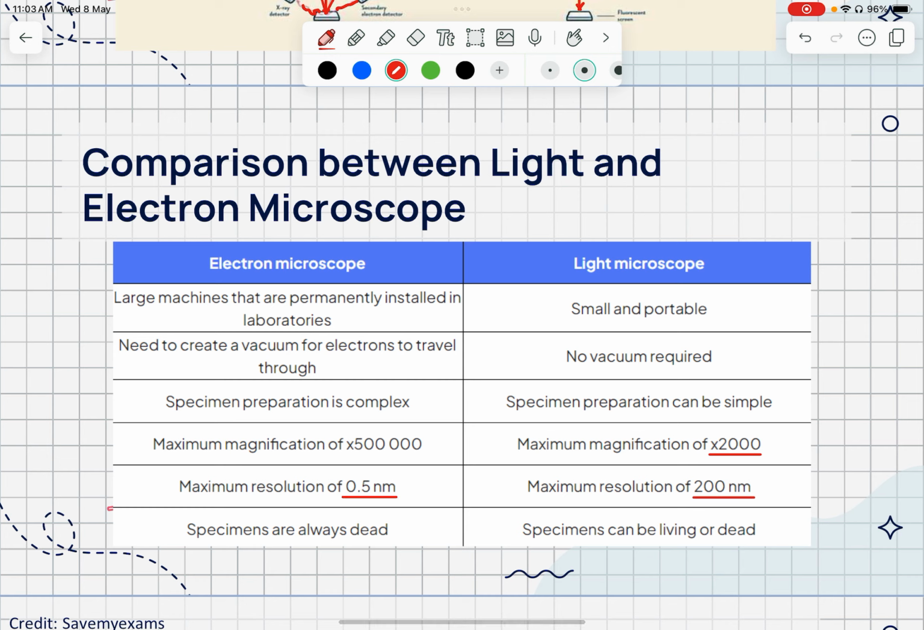With a light microscope, the specimens can either be living or dead. And an electron microscope always uses dead specimens. So you must know at least 2 to 3 differences between the light microscope and electron microscope. You have to know both sides.